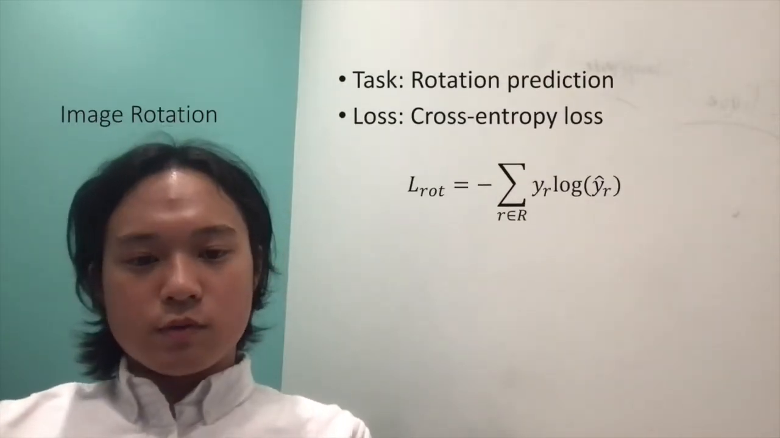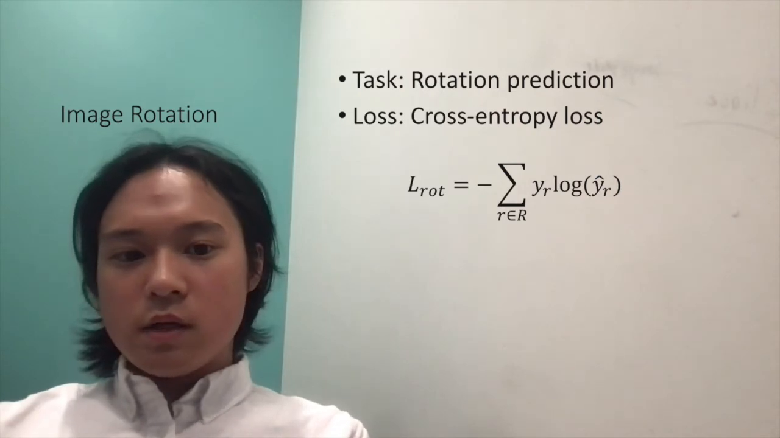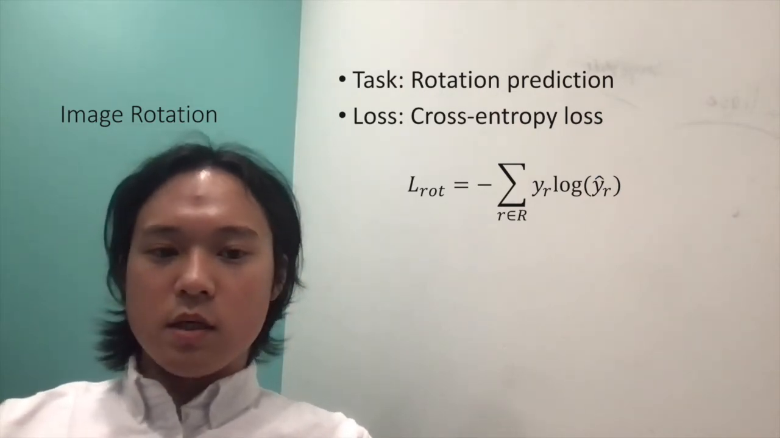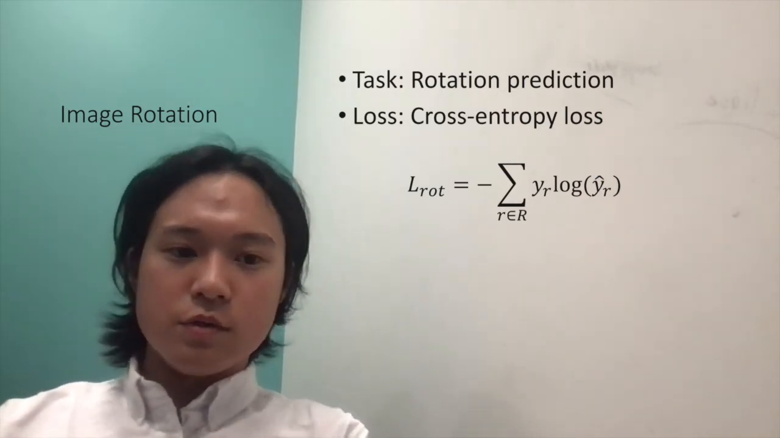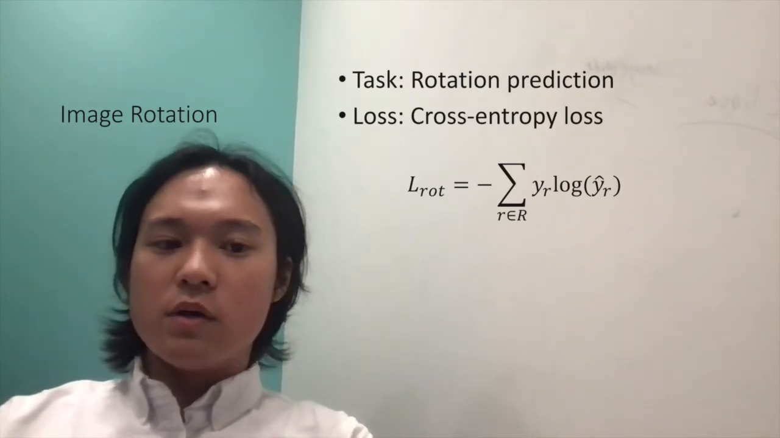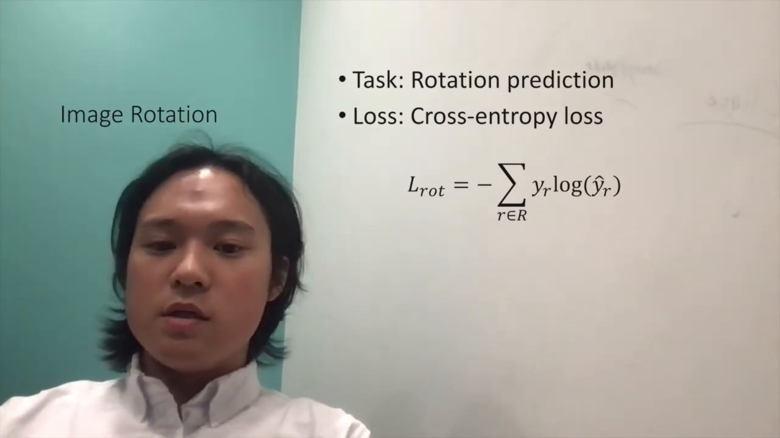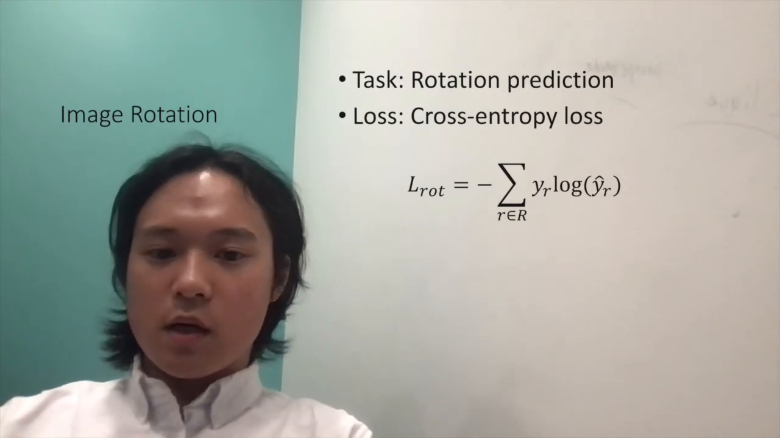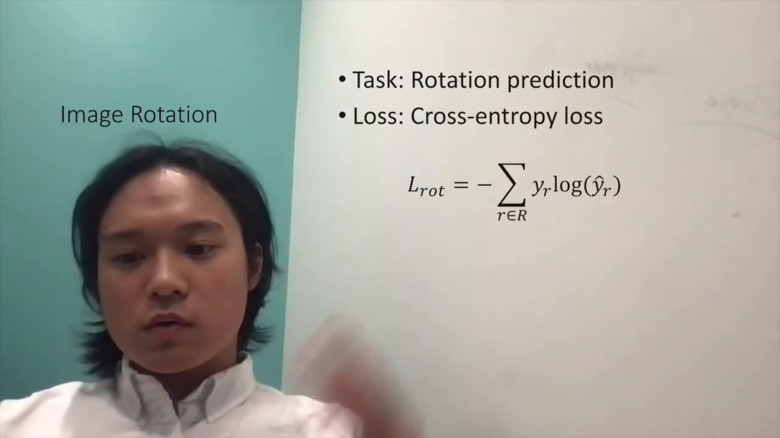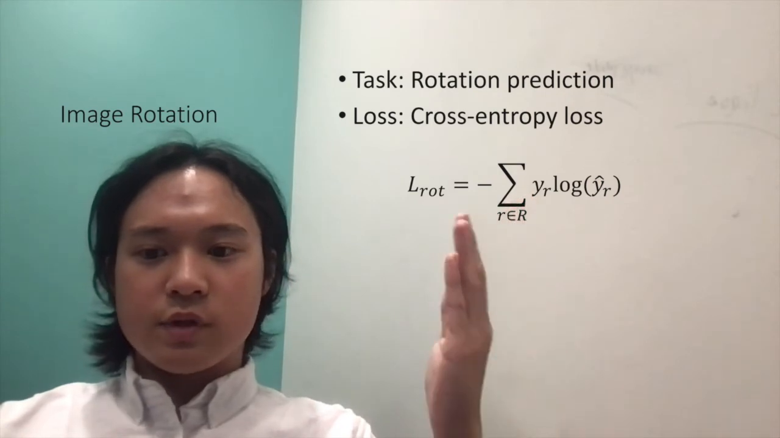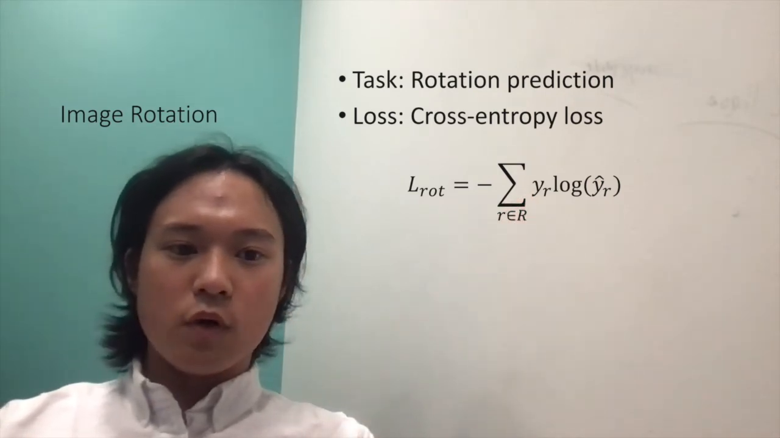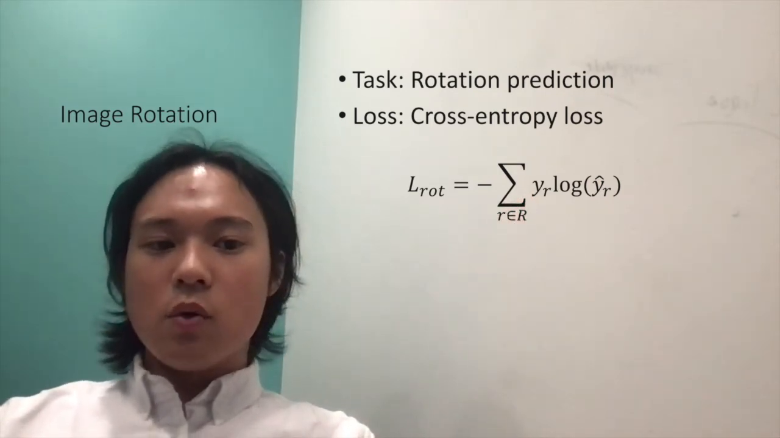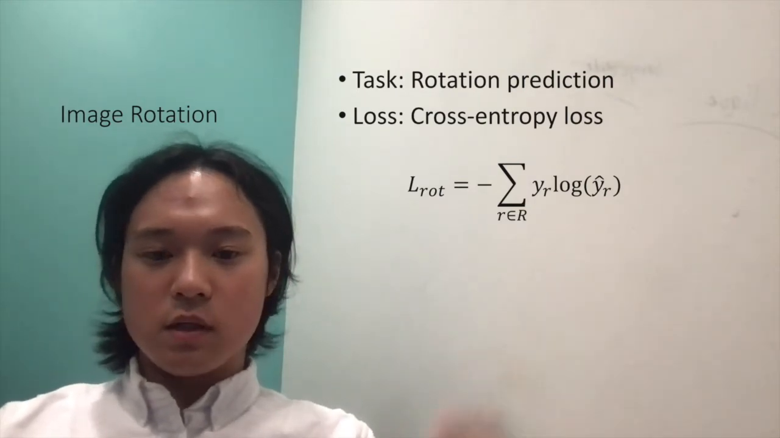Secondly, we have the image rotation. Very literally, this transformation rotates the image, or maybe a better term to use here is volume, about the z-axis by either 0, 90, 180, or 270 degrees. The corresponding loss is the cross-entropy loss of the predicted softmax probability of the 4 categories of rotation with respect to the ground truth probability.